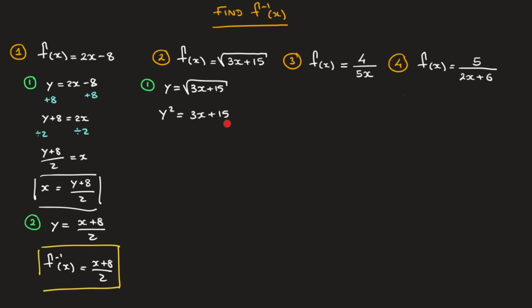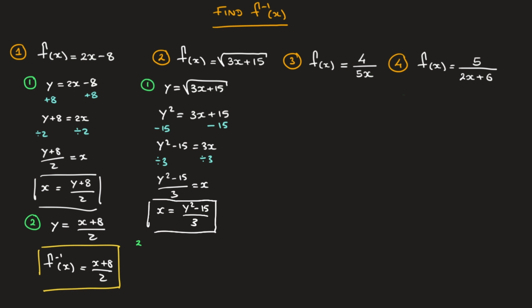Now I get rid of this 15 that's being added to the right-hand side, and I do so by subtracting 15 from both sides. We therefore have y squared minus 15 equals 3x. Now x is being multiplied by 3, so to get rid of this 3, I divide both sides by 3. And that leads us to (y squared minus 15) over 3 equals x, which I'll rewrite from right to left as x equals (y squared minus 15) over 3. And that's the first step done.